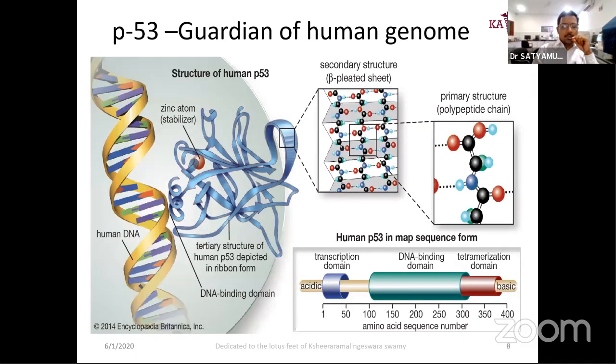And coming to P53. The P53 gene product is a protein having different domains: an acidic domain, a basic domain, a transcription domain, a DNA binding domain, and a tetramerization domain. The DNA binding domain binds to the DNA to arrest the cell cycle, or the cell goes into apoptosis. This is the product of human P53. P53 is commonly known as the guardian of the human genome, because in 50% of cancers in the human body there is a P53 mutation. If you go into the treatment part, a P53 expressing tissue is better.